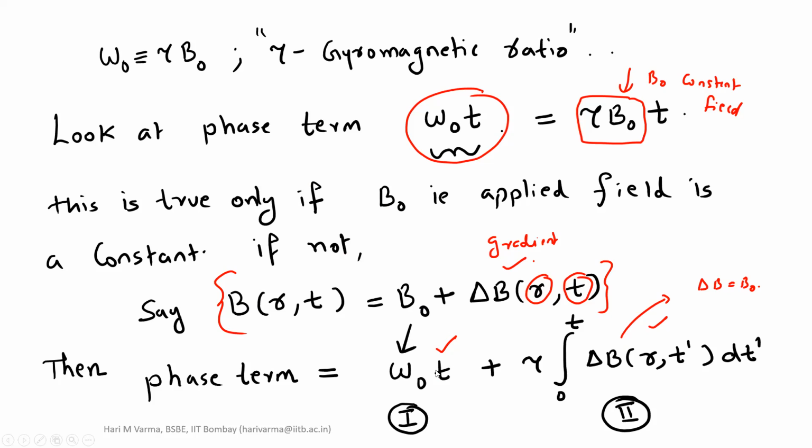If you add that, then I have to change this omega 0 t to be omega 0 t corresponding to B0 plus gamma times the integral from 0 to t of delta B dt. If you want to know why this is coming, you can just put delta B equal to B0. This B0 is a constant, I can take it out, and the integral will become t. So it will be gamma B0 t, but gamma B0 is omega 0, which is omega 0 t. So this particular thing will go to this one when delta B is a constant field. Otherwise, it's a general term.